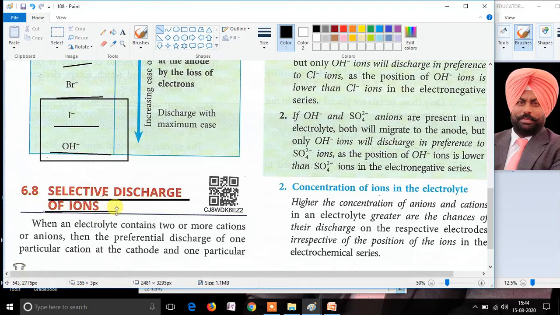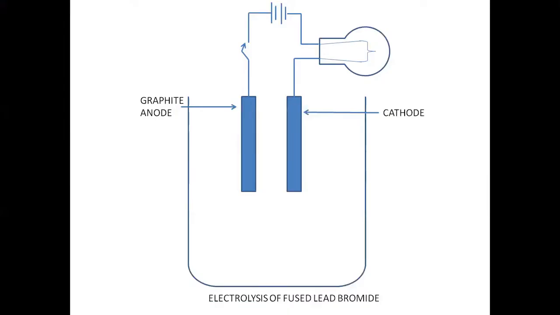To understand the selective discharge of ions, we have to revise the conduction of electricity with the help of an electrolyte once again. Let's revise that first. Here you can see an experiment is set up, the same experiment we have done in the previous video several times.